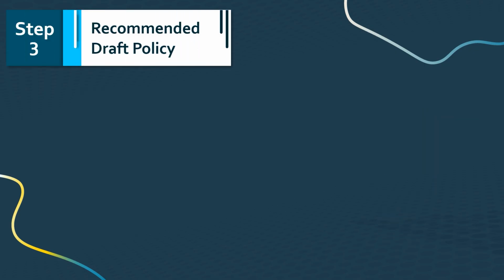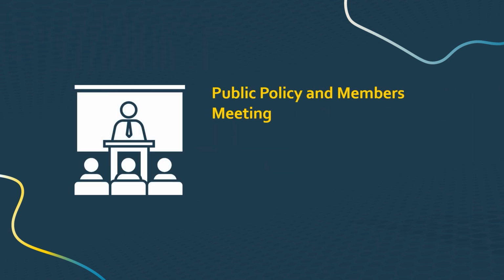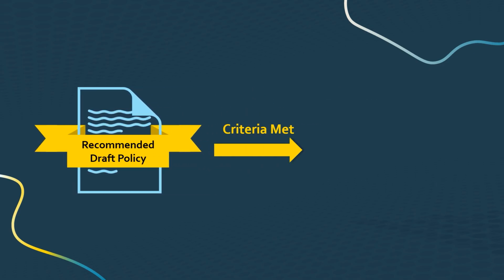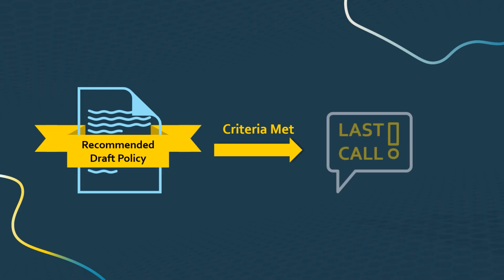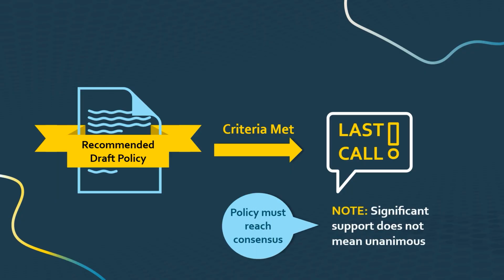The recommended draft policy must be presented to the Internet community, usually at a public policy and members meeting for feedback and a poll of support. The AC will review the feedback, and if the policy meets the necessary policy principles and shows significant community support, the AC advances it to last call. Note that significant support does not mean unanimous, but the policy must reach a consensus, having substantially more support than opposition among the community members active in the discussion.